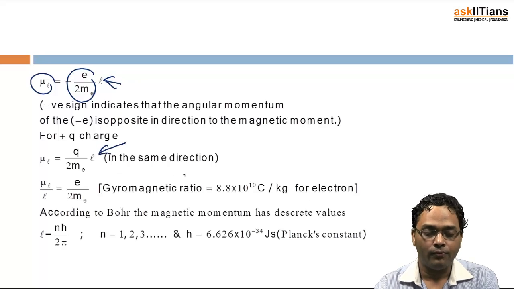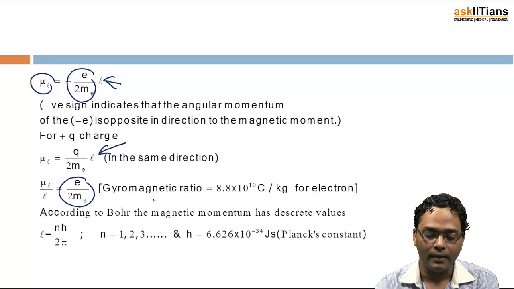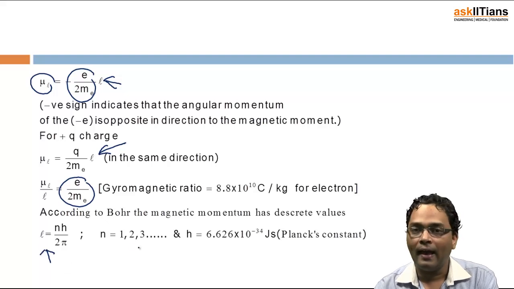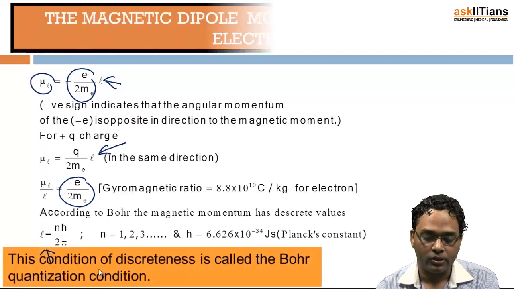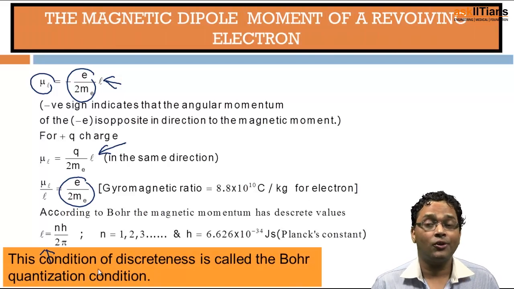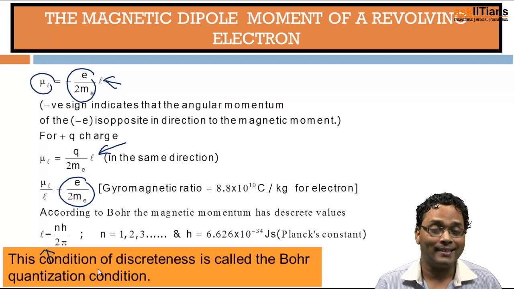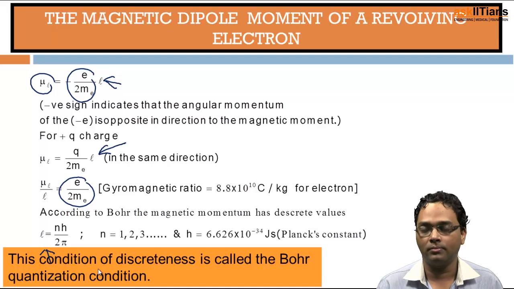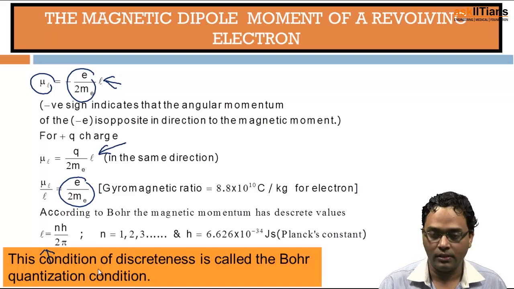Now if we try to find out the magnetic moment per angular momentum, this is known as the gyromagnetic ratio. According to Bohr, the angular momentum is nothing but an integral multiple of h over 2 pi. So this is the Bohr quantization. According to this, an electron cannot have continuous values of angular momentum. Only discrete values are possible, and as a result, the magnetic moment of an electron is also discrete. There cannot be all possible values that an electron can actually take.